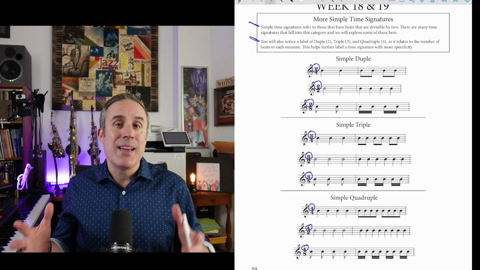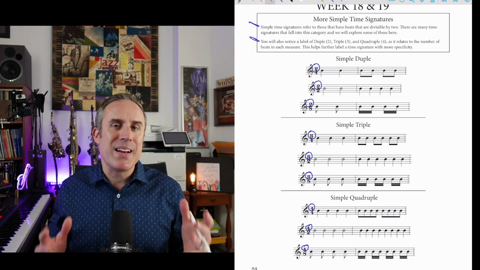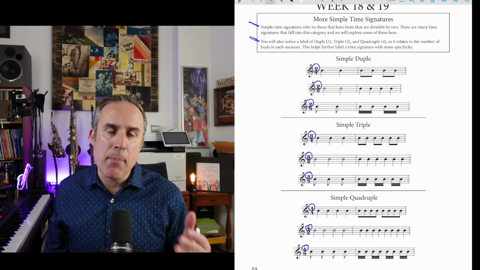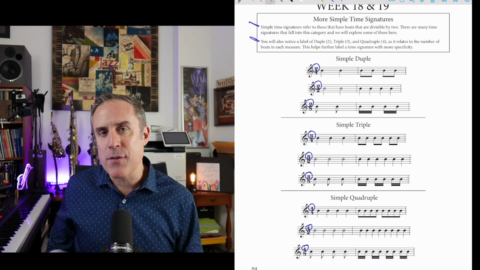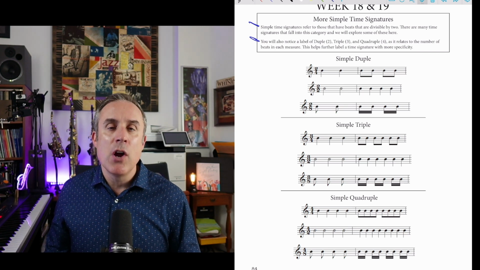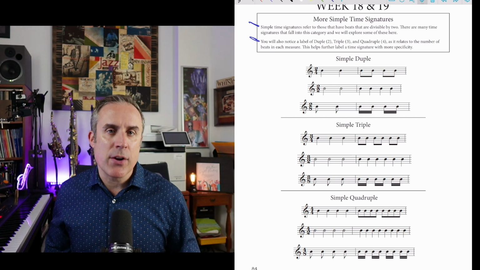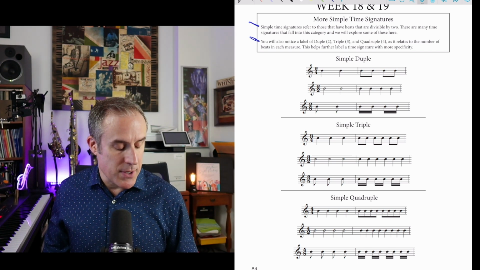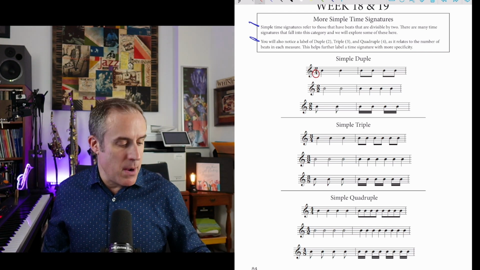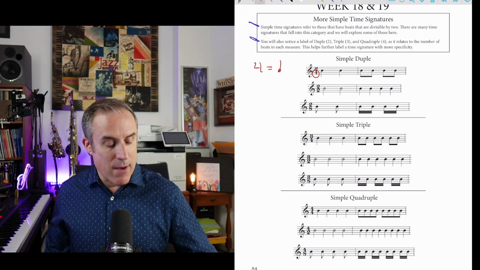Now, later on, in compound time signature, for example, some of that may shift, some of that thinking may change, but in simple time signatures, the number on the top refers to the actual number of beats or pulses in every single measure. And the bottom number in a simple time signature refers to the type of note that will get the beat. Let's look at these 3 examples under our simple duple time signatures. In the first one, we have a 4 on the bottom number. The 4 on the bottom number refers to a quarter note getting the beat. So in this example, we have 2/4.